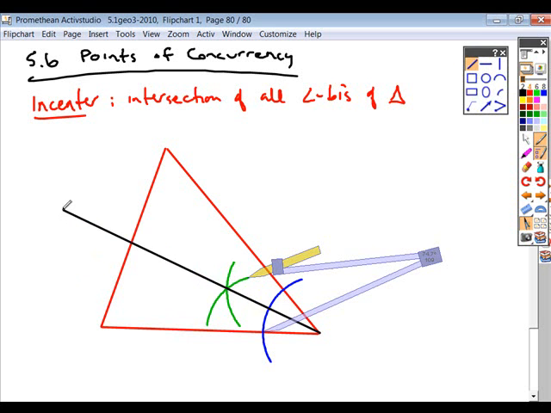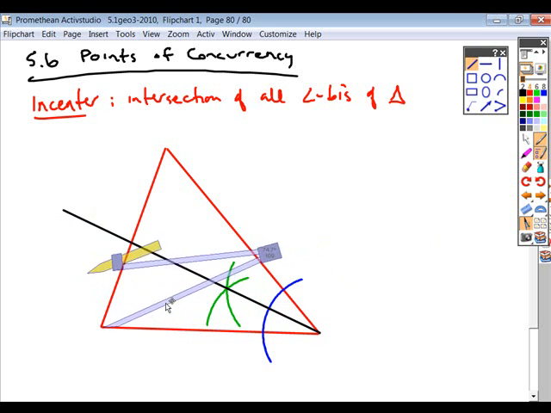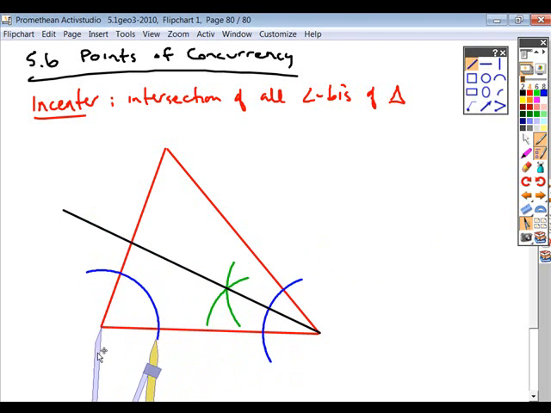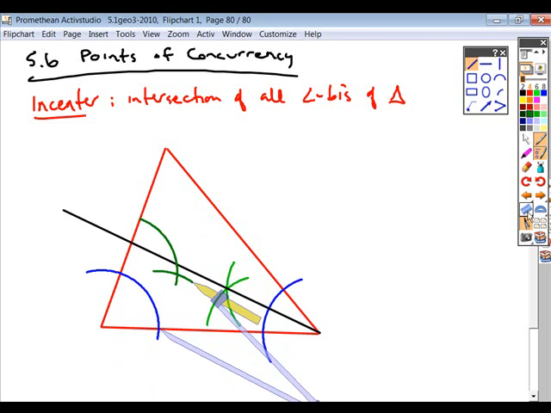Okay, so we're going to repeat this at each of the vertices. Okay, so construct an arc that passes through both sides of our triangle from each of those intersections. Construct an arc in the interior of our angle. And when I do this, my intersection can then be connected back through my original vertex, and the point where those intersect is my incenter.